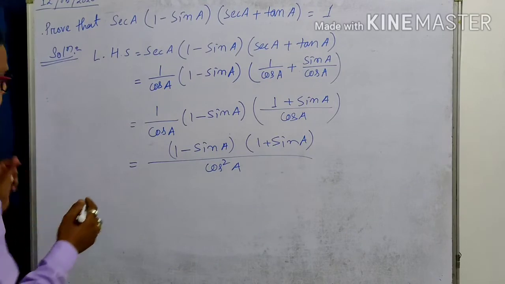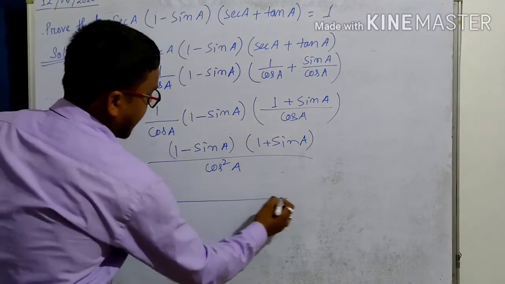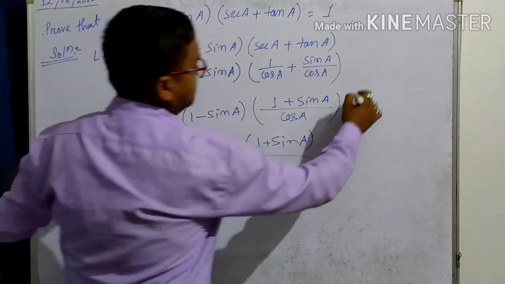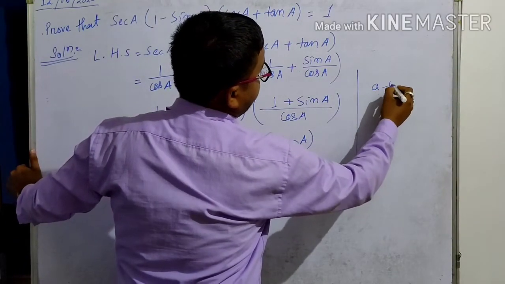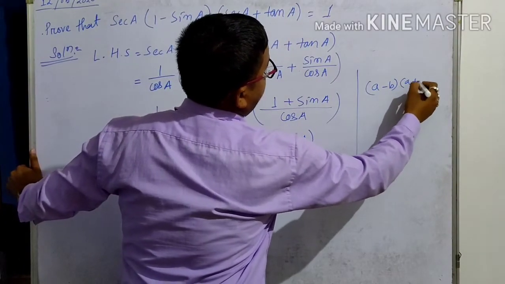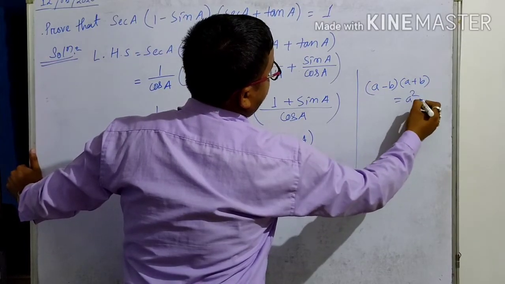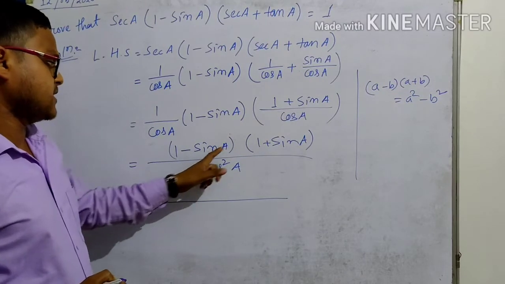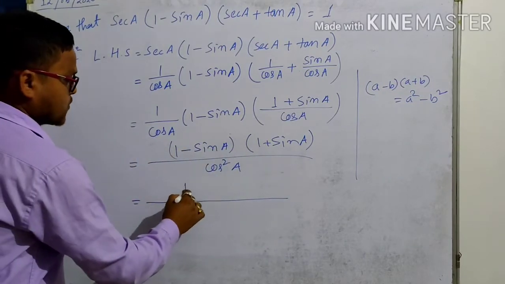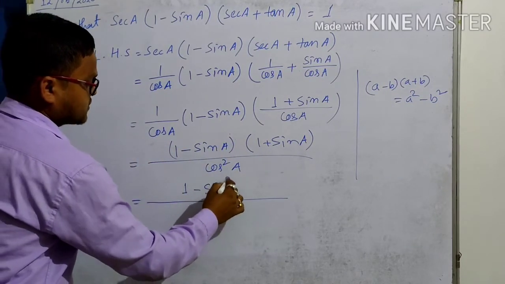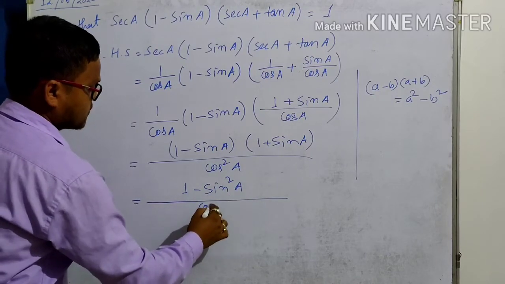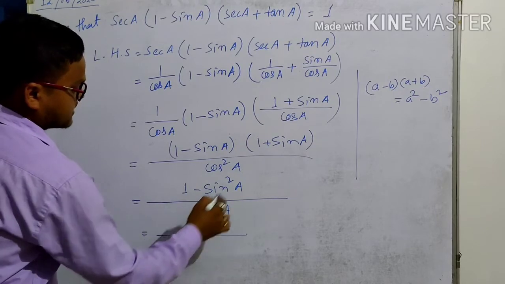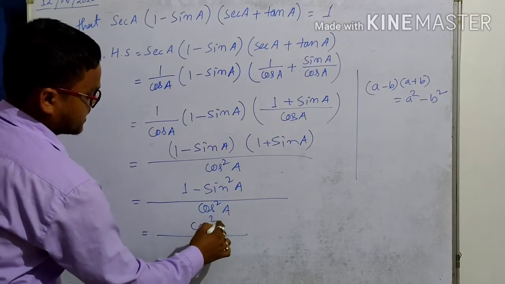Now you see one identity in the polynomial, a minus b and a plus b. What is the result? A minus b into a plus b is a square minus b square. So we apply that one, a minus b and a plus b. What you get? 1 minus sin square a divided by cos square a. So finally you will get here 1 minus sin square a, you will get cos square a.